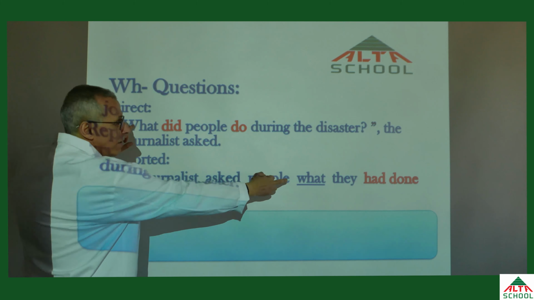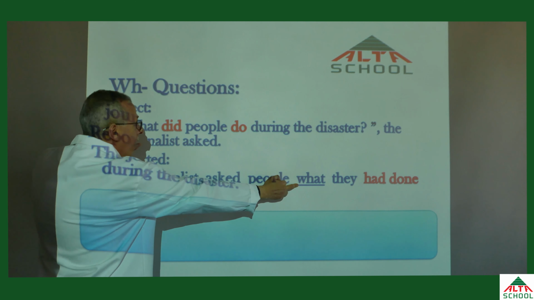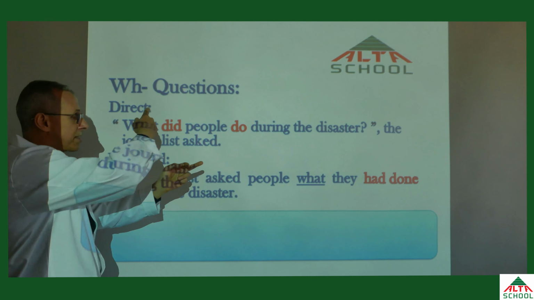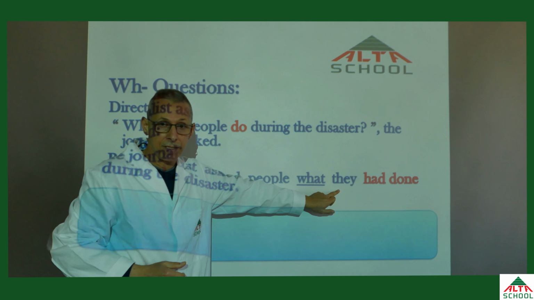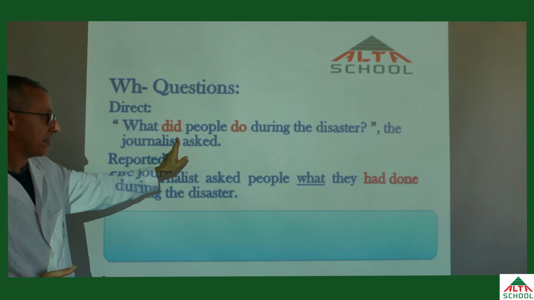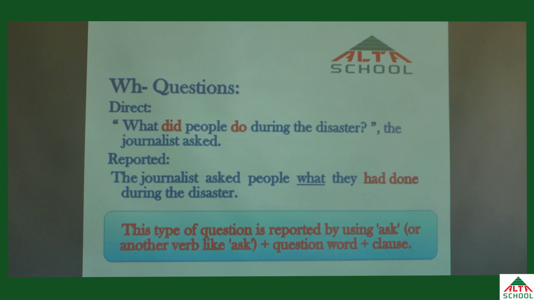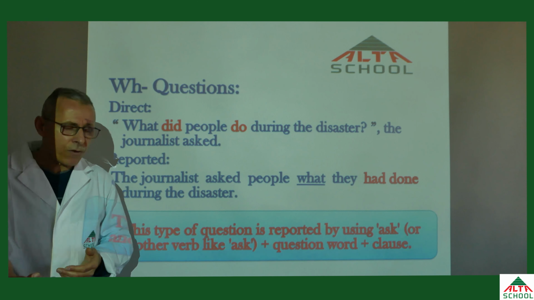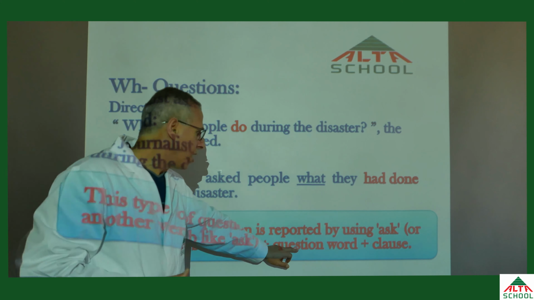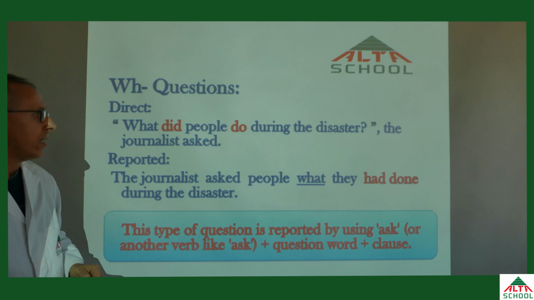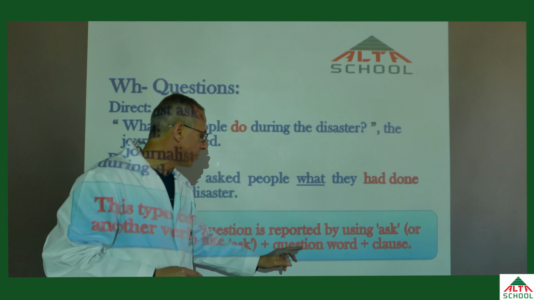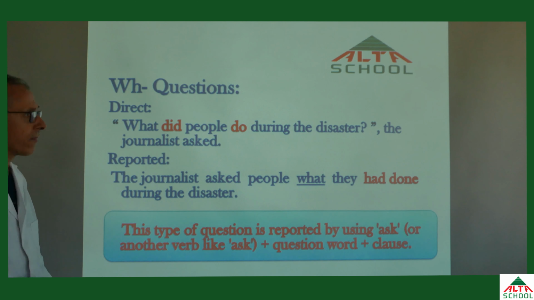So we keep the same WH word, but we invert. Instead of starting with an auxiliary, we start with a subject. And we omit the auxiliary did. So this type of question is reported by using ask or another verb, like we can use ask or require or wanted to know. There are many other verbs, or questioned, plus question word plus the clause. Question word here means, come back please, question word here means WH word. You can call it WH word or question word or interrogative pronoun. Yes?